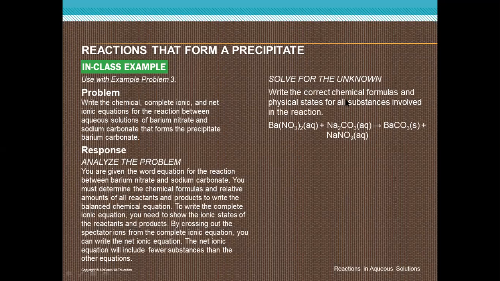Write the correct chemical formula and physical states for all substances involved in the reaction. Barium nitrate is simple, it will be Ba(NO3)2, okay? Plus Na2CO3, also an aqueous solution, to produce BaCO3 as solid barium carbonate plus NaNO3 aqueous solution, sodium nitrate. Okay?